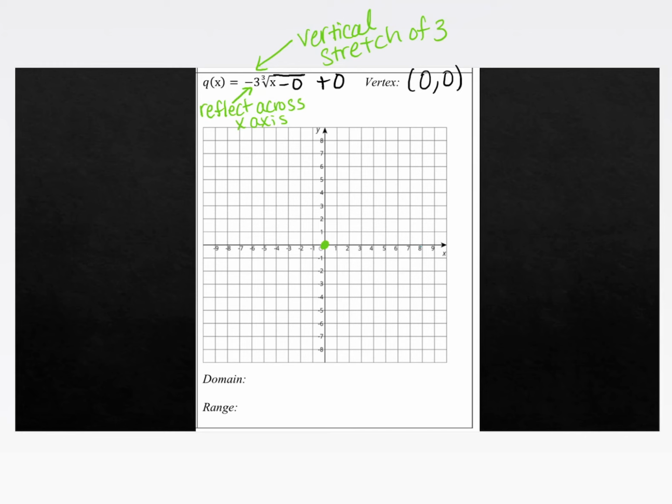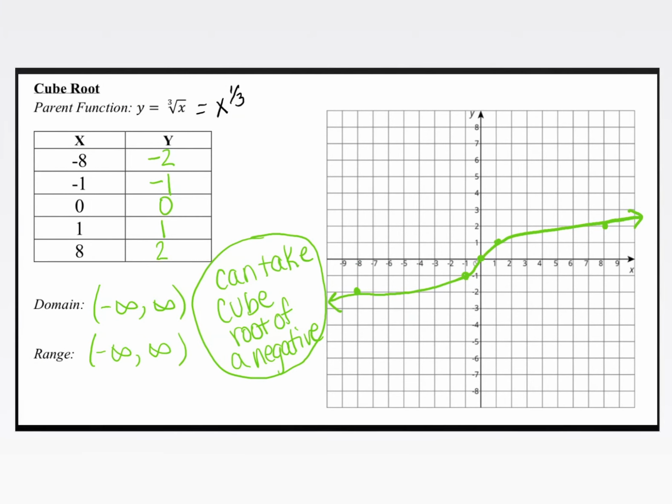Now I'm going to take a quick look at our parent function in order to get a grasp on what this graph will look like, keeping in mind those transformations. So our parent function, remember, kind of looks like a stretched out S in a way. But if we were reflecting across the x-axis, we will get a graph that will flip and look a little bit closer to this. So this is what our graph will look like flipped over the x-axis.